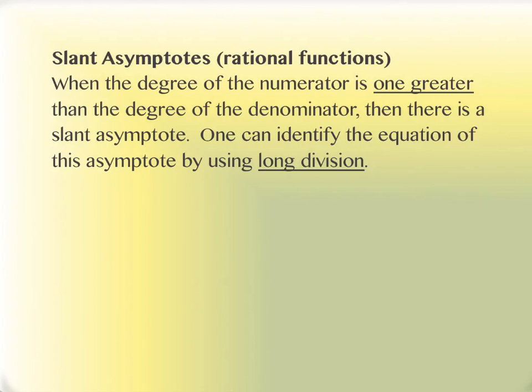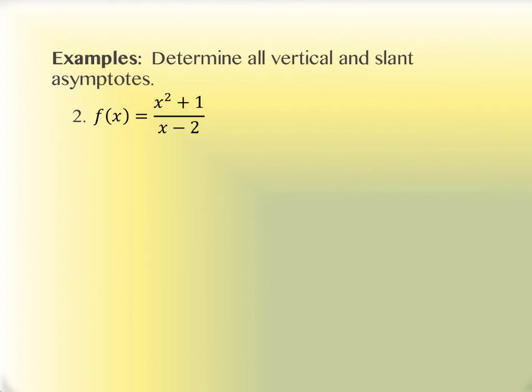Okay? So here's an example of a function where the degree on top is 2, the degree on bottom is 1. It's exactly 1 bigger on top than on the bottom, right? So it's not going to have a horizontal asymptote. The degree on top's bigger. But it will have a slant asymptote because it's exactly 1 bigger.